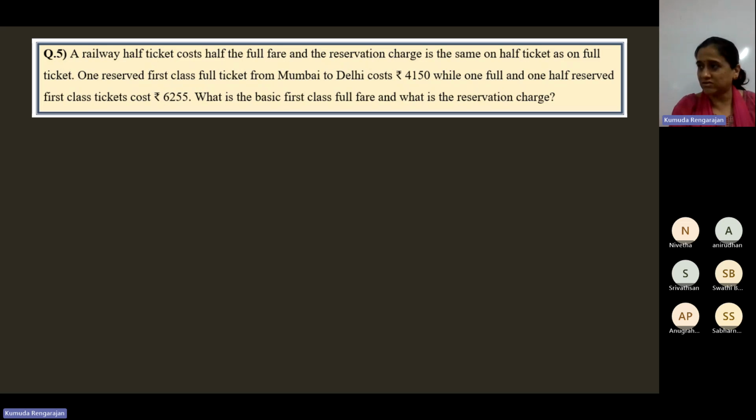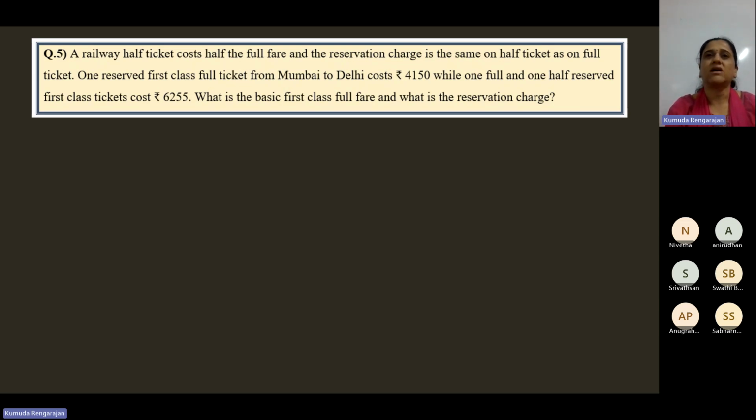Full fare is for adults. Half ticket is for children. So a half ticket is half of the full fare. So if it is 500 rupees, then for a child it is 250 rupees. And the reservation charge is the same on the half ticket as on the full ticket. Reservation charge is the same.